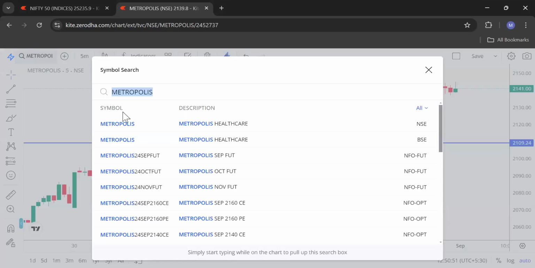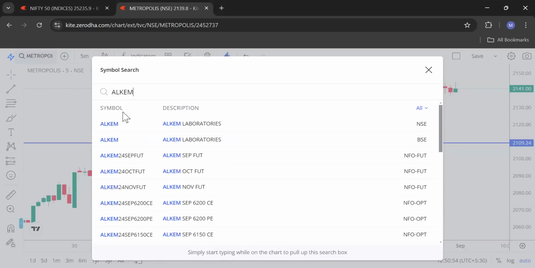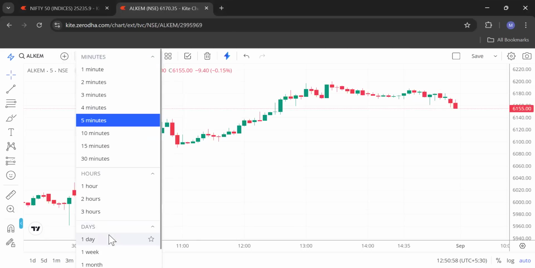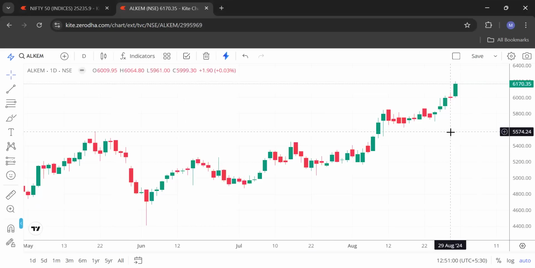Let me show you one last, and then we shall go to equity. Sorry, then we shall go to index. Now in Alkem, you just see, so you know very well whenever, see, 5999.3.